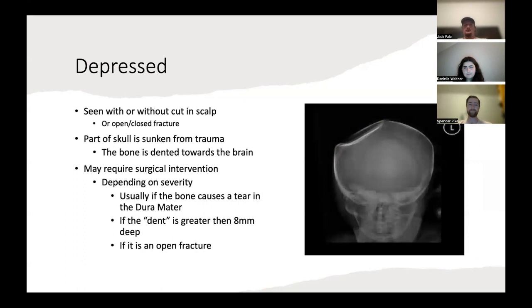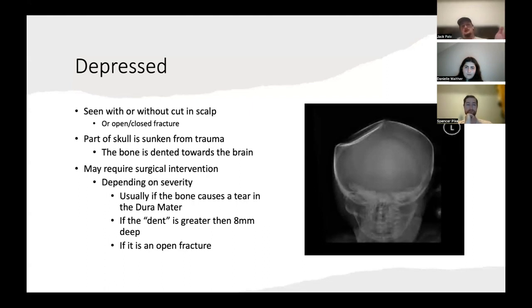And then for the depressed, most of the time the cause of this is blunt trauma to the skull. So like a bat or you fall, which is normally in the younger population, like infants, if they get dropped or something. A lot of times, it is seen with a cut in the scalp, and then going with that, surgical intervention, if it's an open fracture.